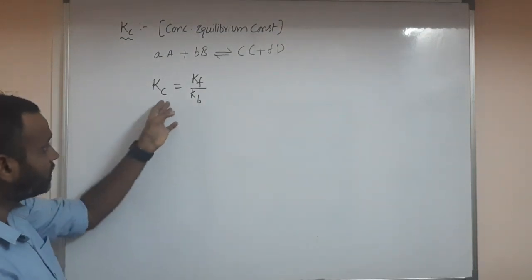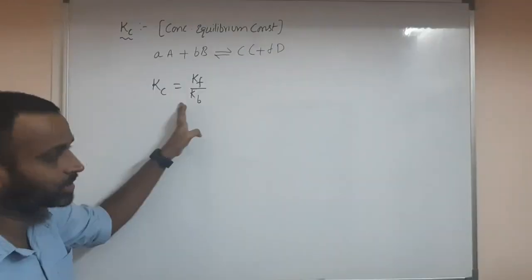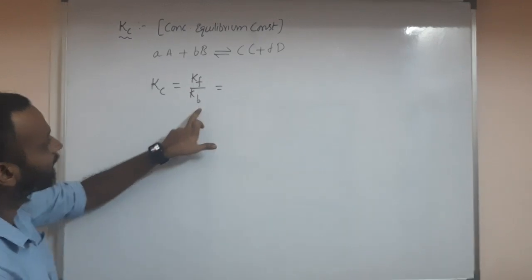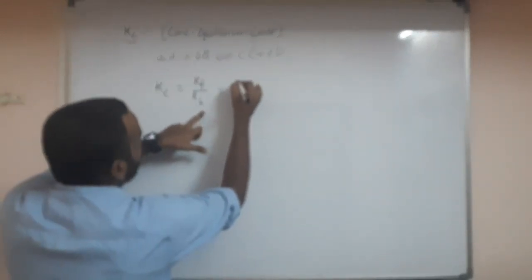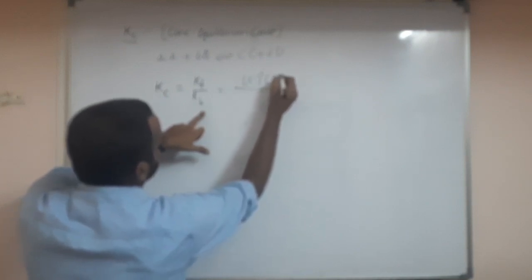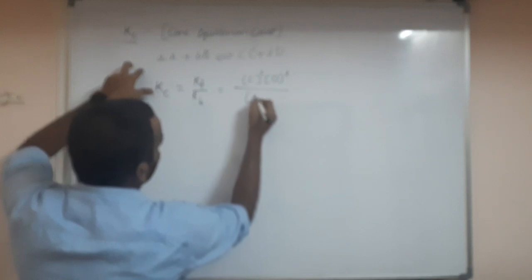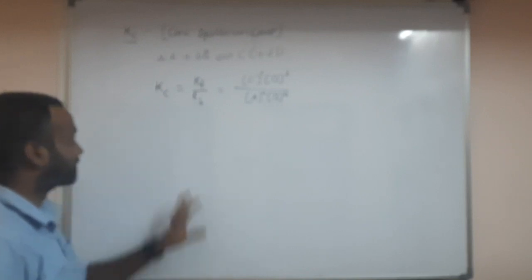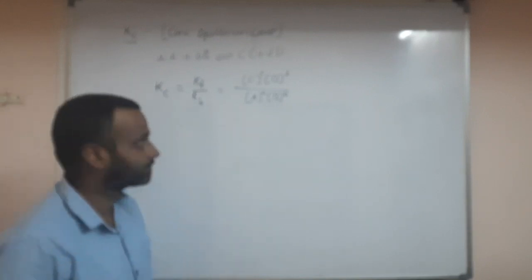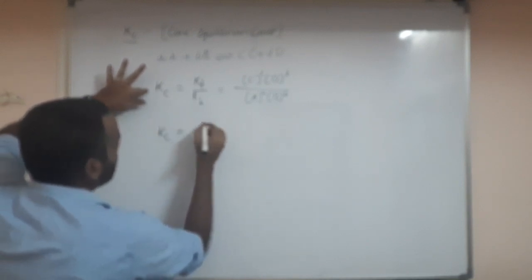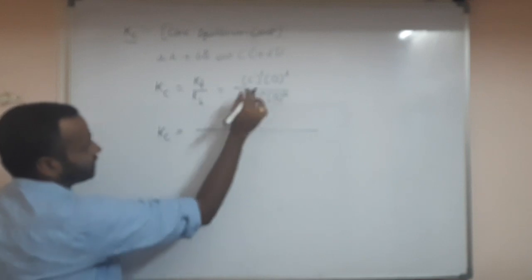This comes from the previous law of mass action. If you have any doubts, you can check the first year notes. So Kc is equal to Kf by Kb, which is equal to the concentration of C power c, concentration of D power d, divided by the concentration of A power a and concentration of B power b. This is what we call Kc. Capital C and capital D are products.